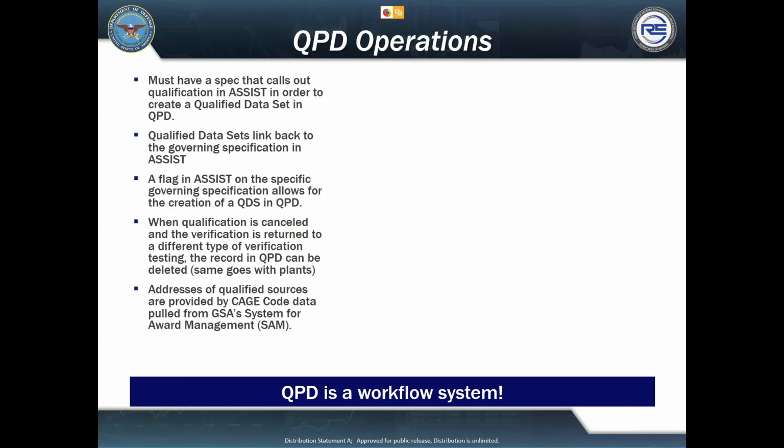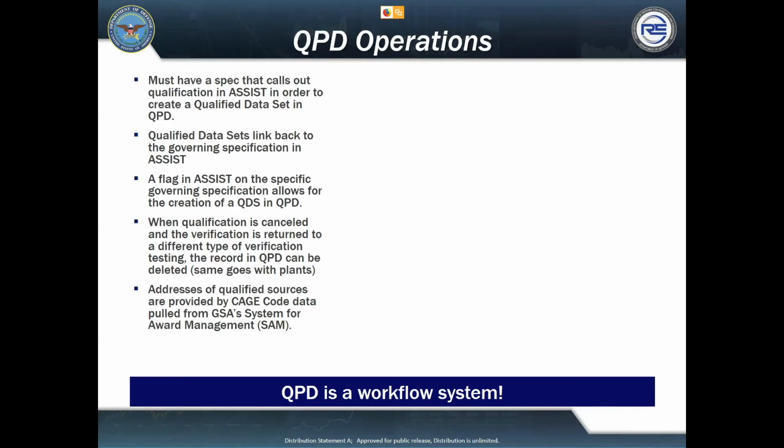There is a flag that our folks up at the DSPO mark on the document when there is a qualification requirement, so that relationship between the Qualified Products Database and the ASSIST link together, and the qualifying activity can go ahead and build a shell within the QPD. When qualification is canceled, the verification is returned to a different type of verification, whether it's first article testing, statistical process control, sampling, whatever that might be. The QPD record can be deleted, and the same goes for the plants. You can also just cancel it, and if it's canceled, it will partition so it's not seen. And this can be done if you're not sure if the QPL will be reactivated at some point.